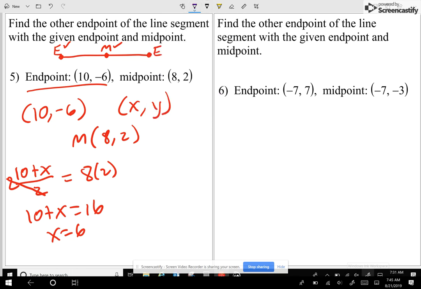So we solved the x value of the endpoint that we're looking for. Now we've got to find the y value. For the y value, I'm going to go -6 plus y divided by 2 is equal to 2. I'm adding the two y values of the endpoints divided by 2. It should give me the y value of my midpoint. Once again, if you don't like fractions, get rid of them. I'm going to multiply both sides by 2 because that way I get rid of fractions. So then I have -6 plus y is equal to 4.